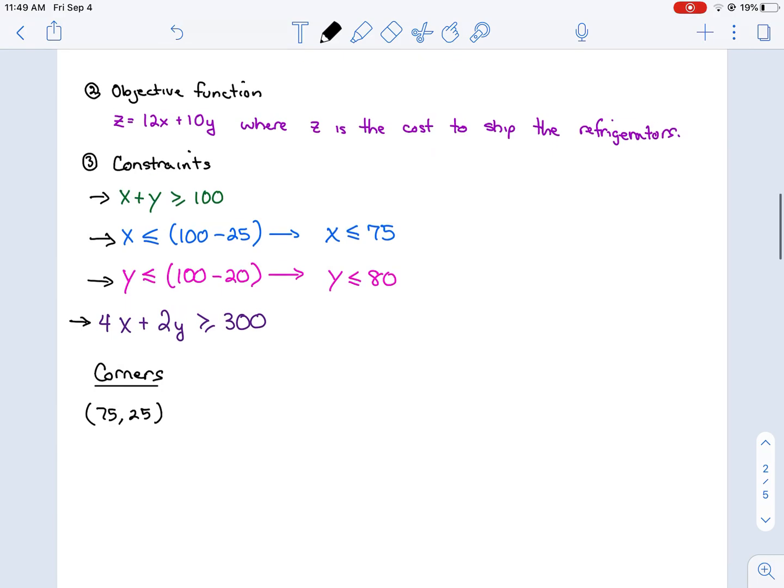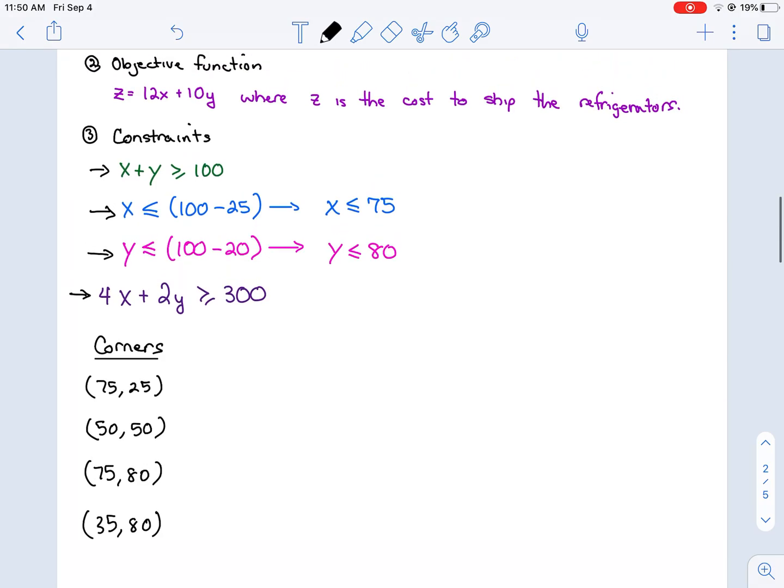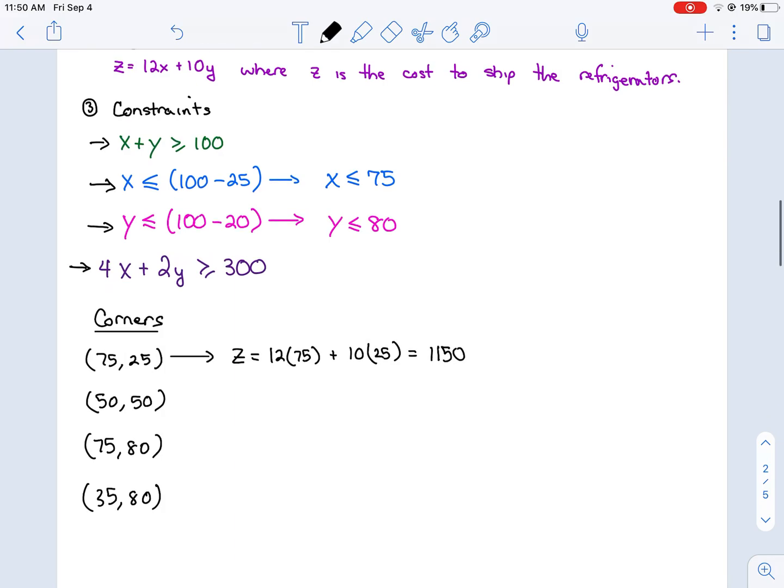(75, 25), (50, 50), (75, 80), and (35, 80). Okay, so now I'm going to evaluate the objective function for each one of these corners. So for the first corner, z is equal to 12 times 75 plus 10 times 25, which is equal to 1150. And I'm going to complete the rest of the arithmetic now.